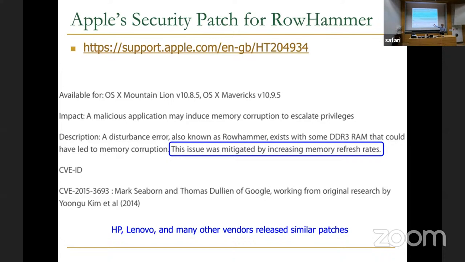Probably they increased the refresh rates by 2x, right? That's my guess and that's what I believe. But they were actually at least open and they said this, and they basically were nice. They cited our paper saying that that led to this issue. Other industry vendors also released similar patches. So basically increasing the refresh rate was the only option. But clearly they could not afford increasing the refresh rate by even 4x, in my opinion. I mean, 8x would be terrible, right? So this is not a good solution. The reason why this is the only solution out there in industry is because you cannot change the memory controller, basically.